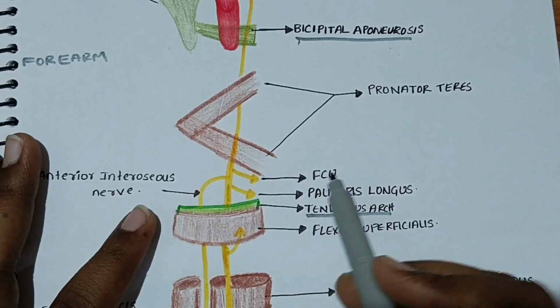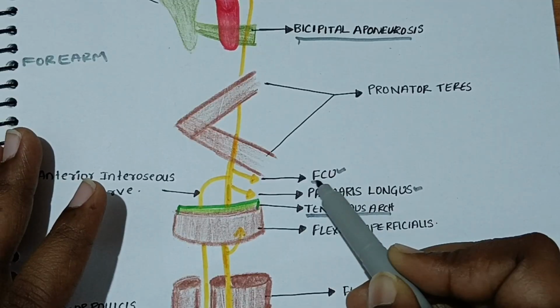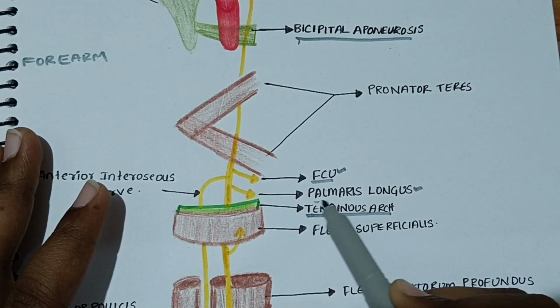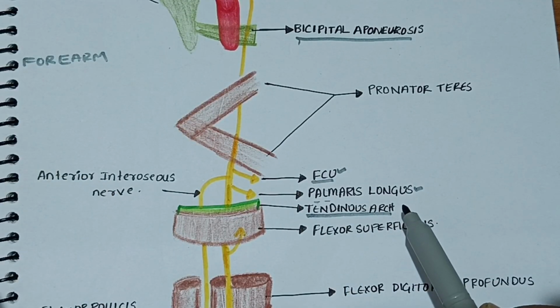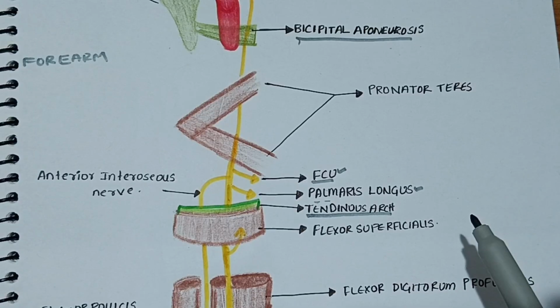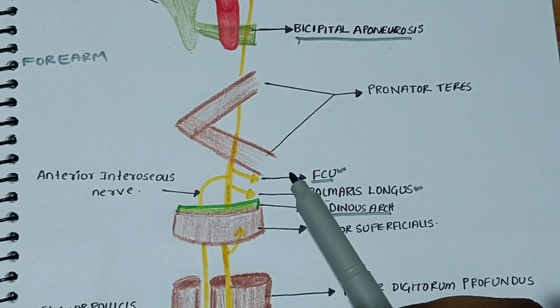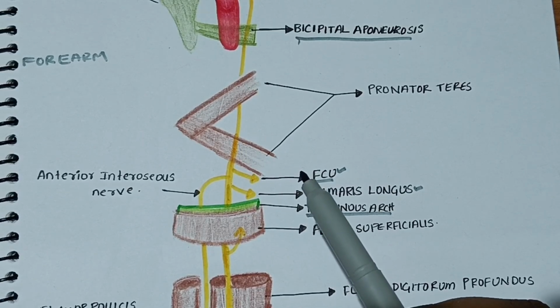Before entering, it is giving two branches to the muscles, flexor carpi ulnaris and palmaris longus. These are the two muscles it is going to supply before entering into the tendinous arch of flexor superficialis muscle. And it is also giving a branch, the anterior interosseous nerve.